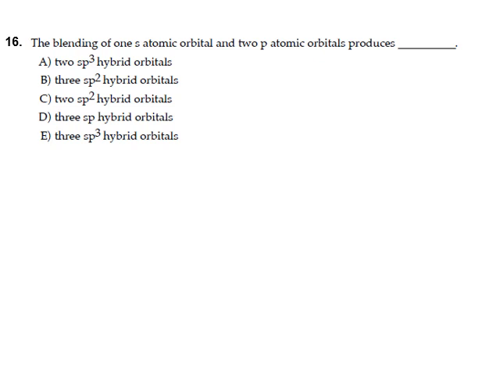16, the blending of 1 s orbital and 2 p orbitals produces sp2, and 1 plus 2 is 3, so you would have 3 of them, so it would be 3 sp2 hybrid orbitals. B.